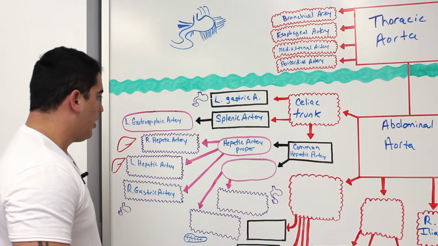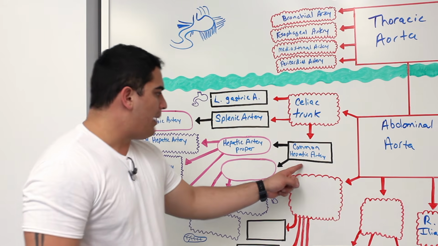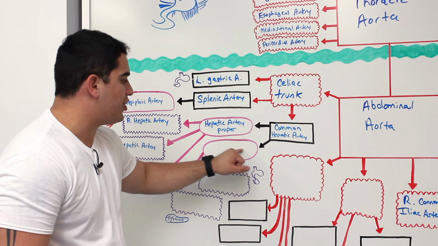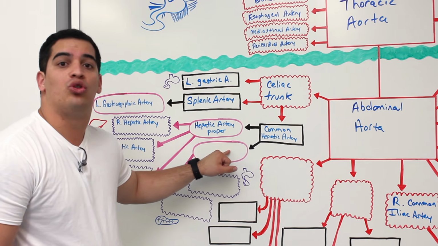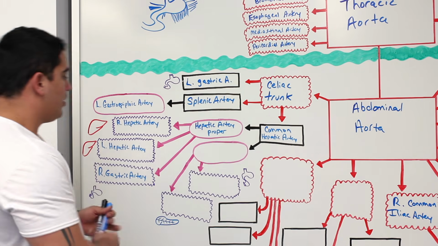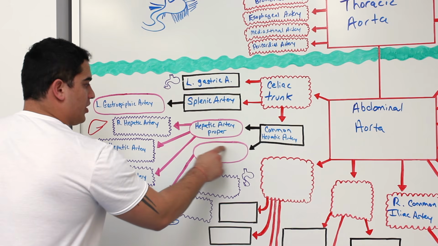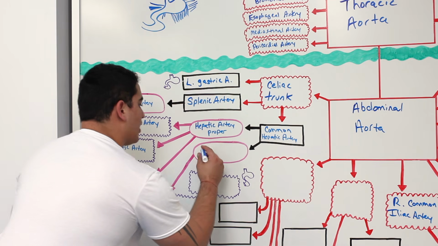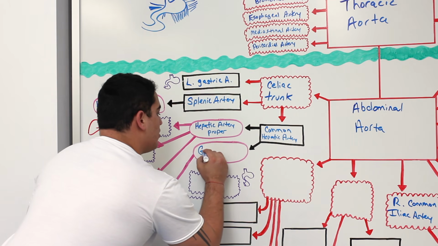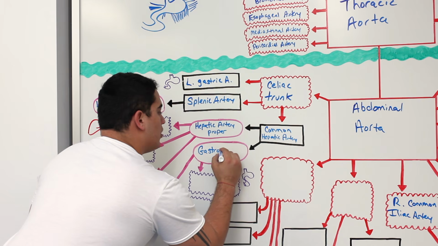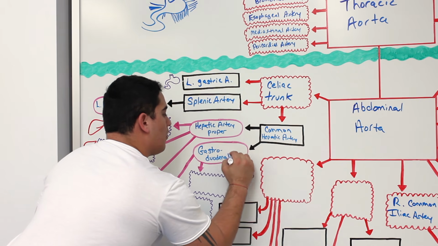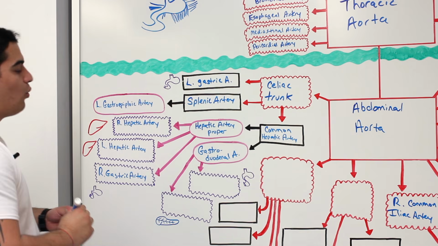Then the common hepatic artery not only gives off this branch, it also gives off another branch. This other branch is called the gastroduodenal artery. So let's write this one down here. It's called the gastroduodenal artery.